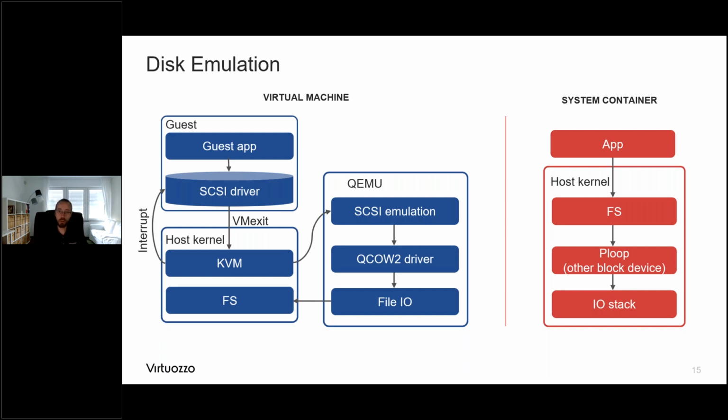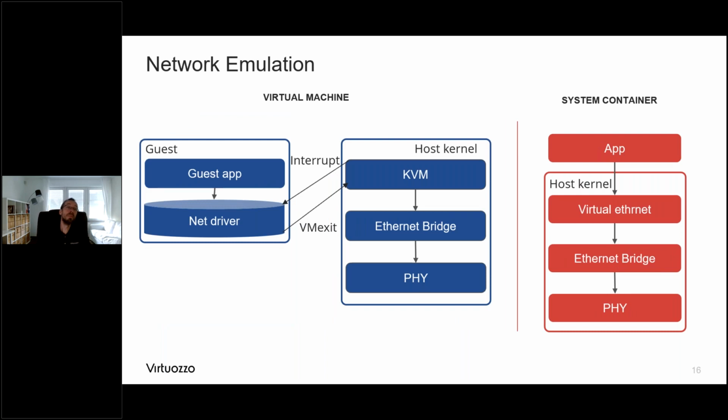The application wants to write something to the disk. This goes to the host kernel. The host kernel has access to the file system. The file system writes it to the block device and then delivers it to the I/O stack, and that's it. And it acknowledges back that the data has been written. And it's pretty much similar for network emulation.